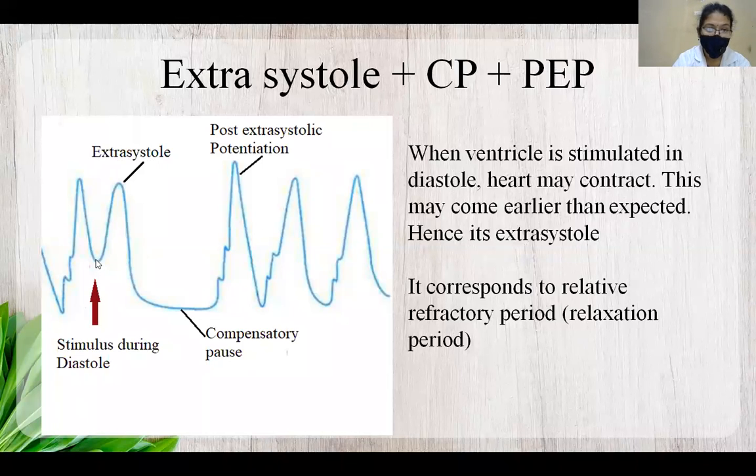So this extrasystole has occurred, which means this is a phase of the action potential where a suprathreshold stimulus can evoke a response. So it corresponds to relative refractory period, that is the relaxation period or the diastole. So the diastolic phase corresponds to relative refractory period. Now, after you see this extrasystole, there is a compensatory pause. Now, why is this occurring?